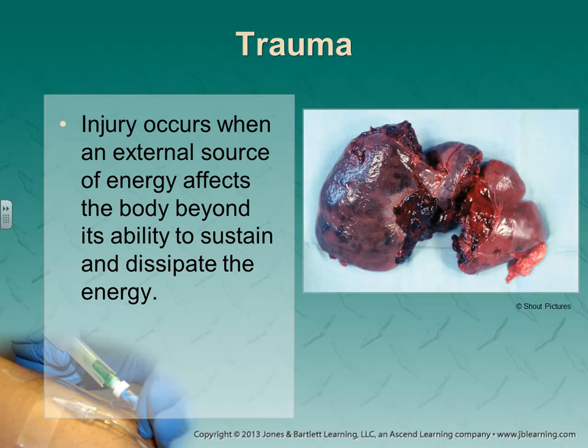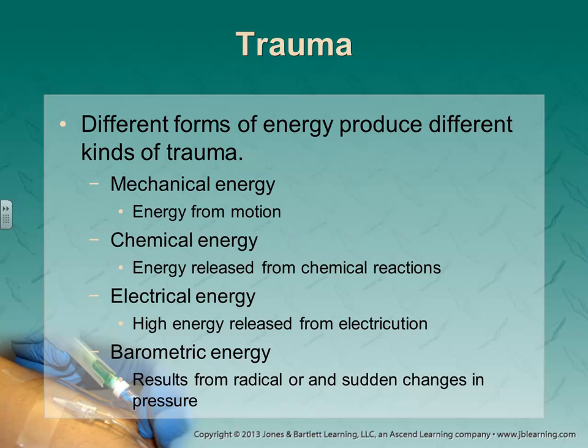So, injury has to occur when an external source of energy affects the body beyond its ability to sustain and dissipate energy. So under normal circumstances, our body is able to sustain energy and to dissipate it. I'm walking up here right now in front of you. My body can sustain the energy that is created when I walk and when I touch the ground. I'm not getting a blunt force trauma when my foot hits the ground, right? Now, if you had a cannonball shoot up through the floor and it hit me, my body can't tolerate that. My body can't dissipate that energy in a proper way.